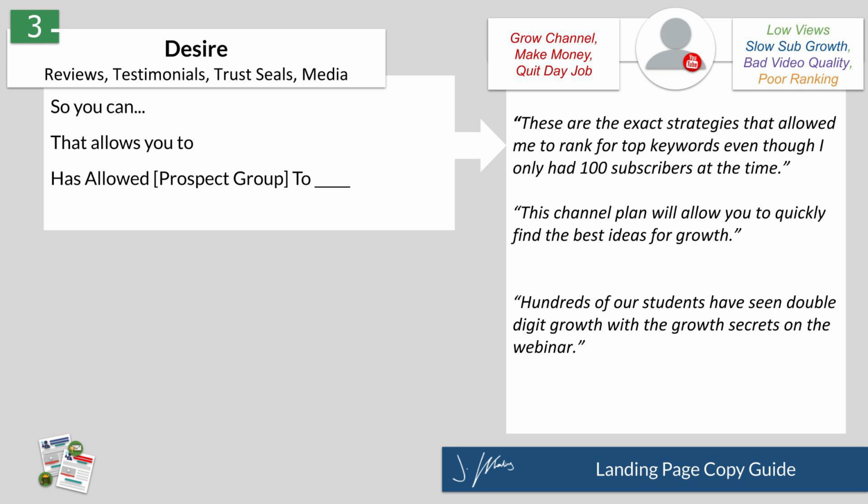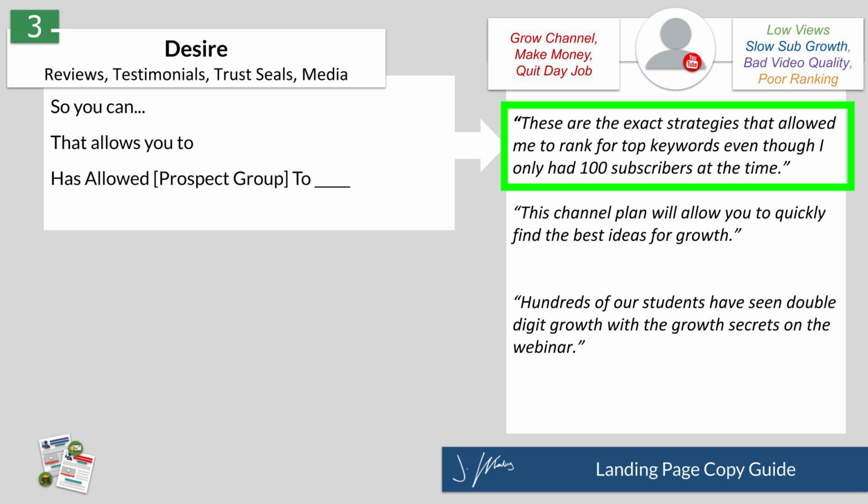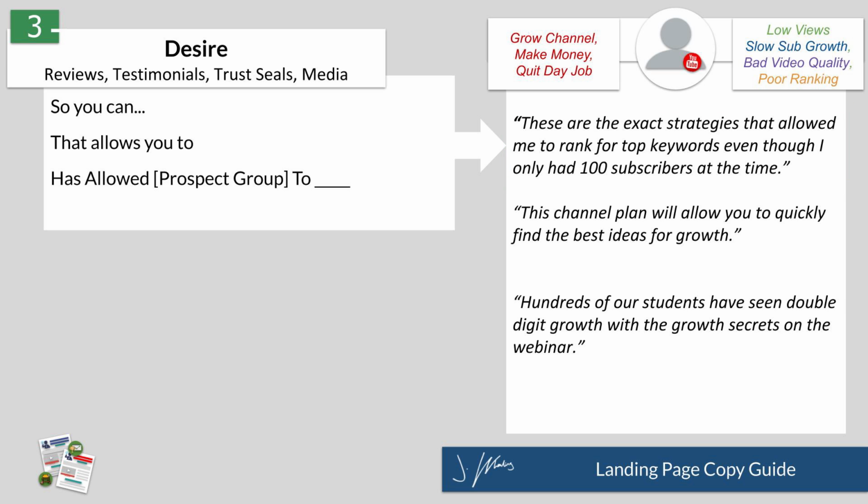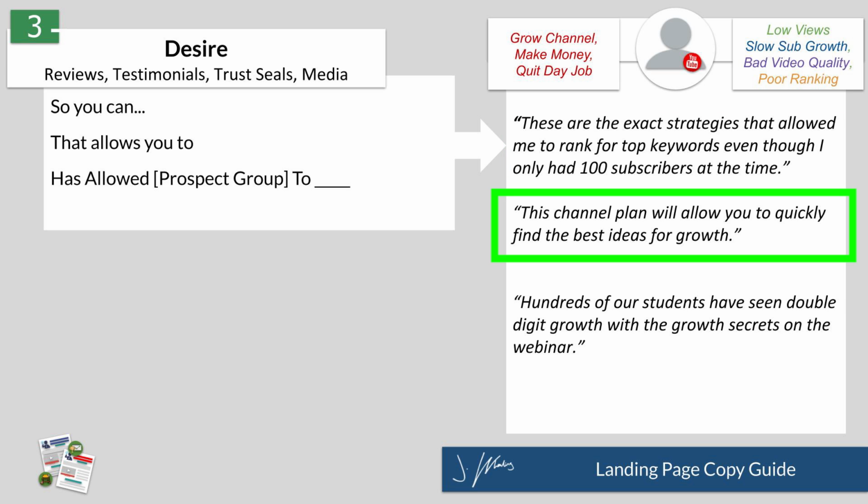You want to use "so you can," and then you want to use the "allowed me" or "allowed us" or "has allowed," insert the name of your prospect identifier group. So here's a quick example. These are the exact same strategies that allowed me to rank for top keywords even though I only had 100 subscribers at the time. Or this channel plan will allow you to quickly find the best ideas for growth.